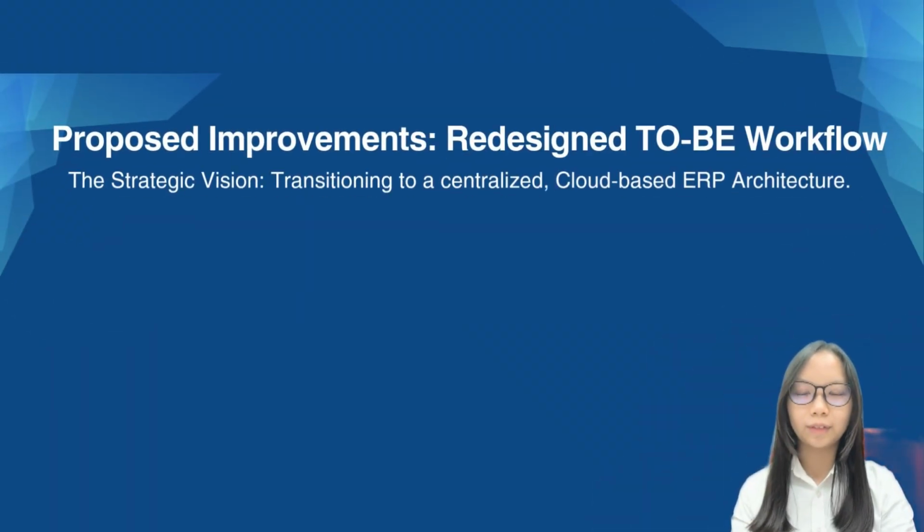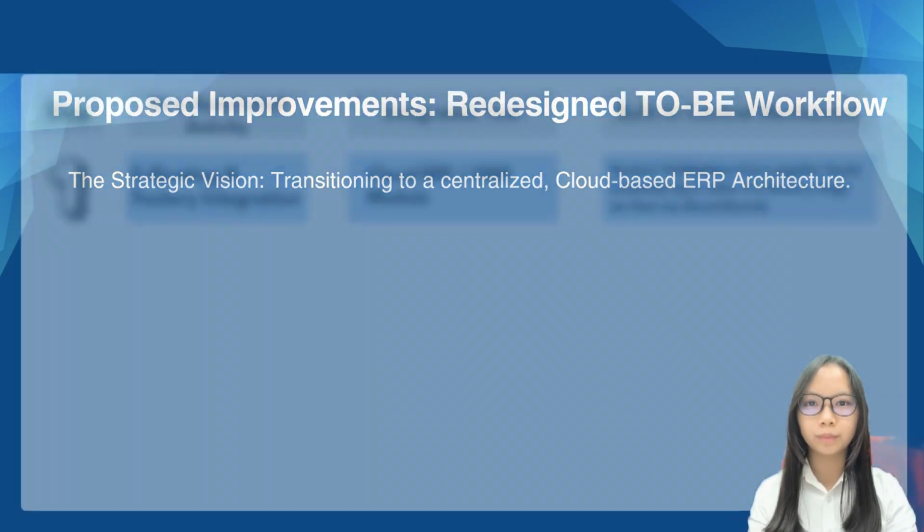Based on the weaknesses identified in Q Industry's current revenue cycle, we propose a redesigned to-be workflow. This redesigned process leverages a centralized cloud-based ERP system to improve efficiency, strengthen internal control, and support digital transformation.